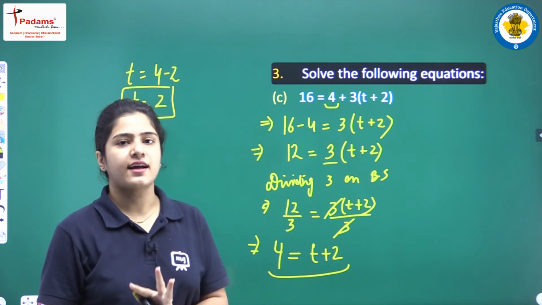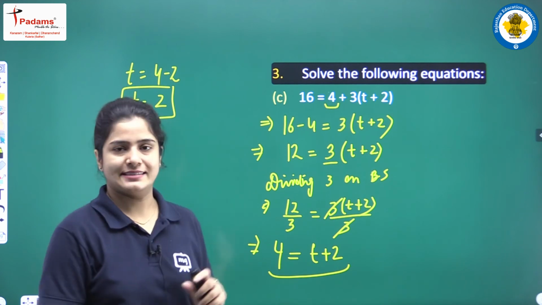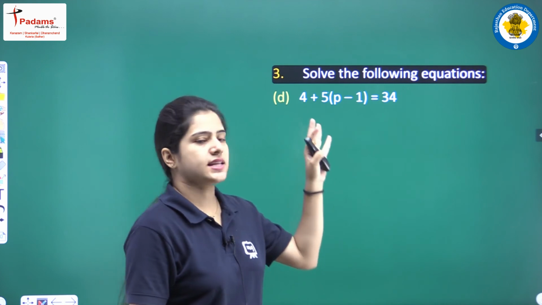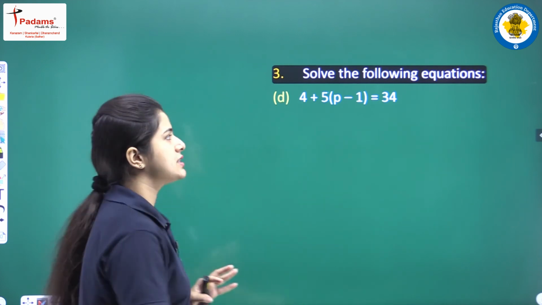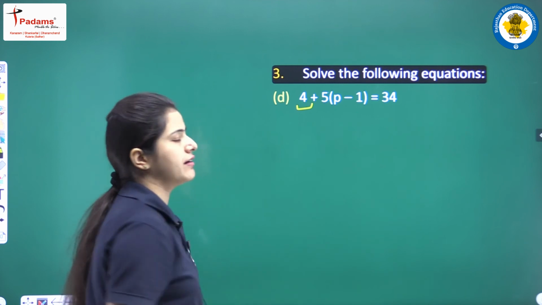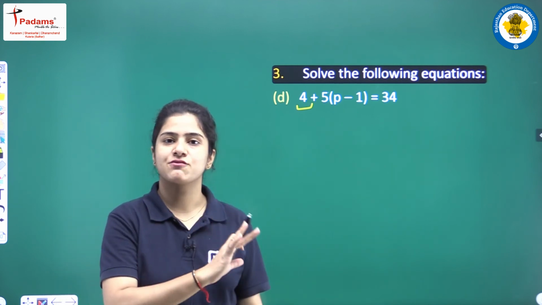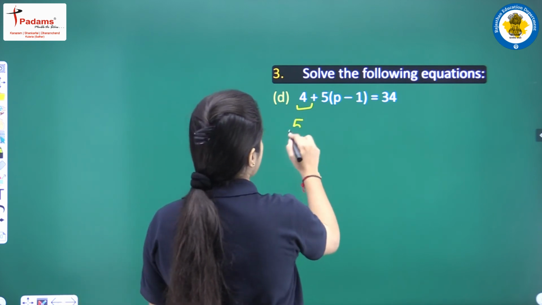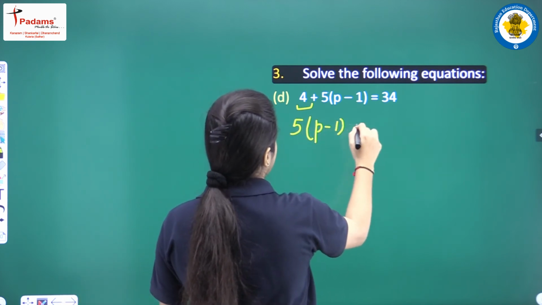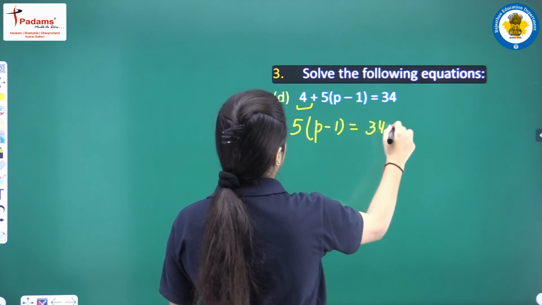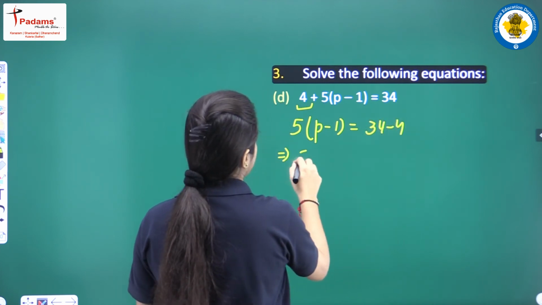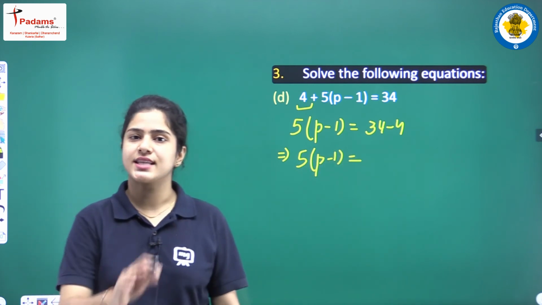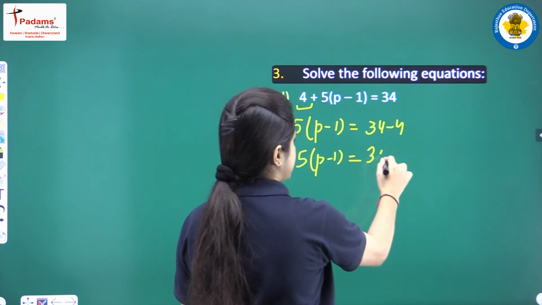Having a look at another question, that is part D, okay students. Have a look. 4 plus 5 P minus 1 is equal to 34. So firstly students, we have the operation of addition here. So firstly we'll transpose this 4 from the left hand side to the right hand side, okay. So what is left students? 5 P minus 1 is equal to 34 minus 4. So 5 P minus 1 is equal to 34 minus 4 is 30, okay students. What is left? 30 is left.